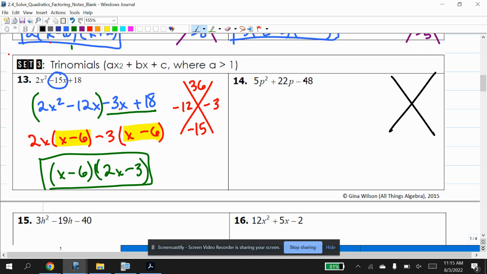All right, so let's try 14. We have 5p squared plus 22p minus 48. Is there a GCF amongst all of those? All right, so what do we do next? Multiply. 5 times negative 48. 5 times 40 is 200. 5 times 8 is 40. So 240. Is that right? Negative 240.